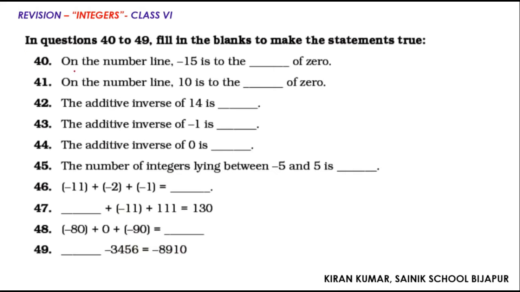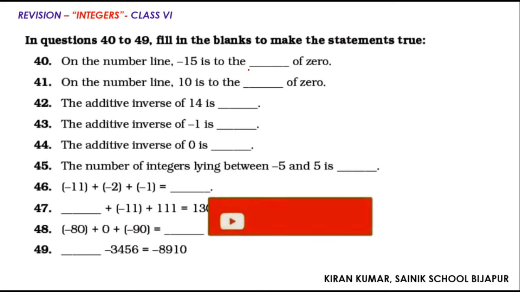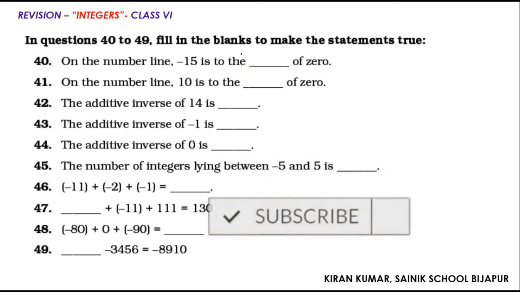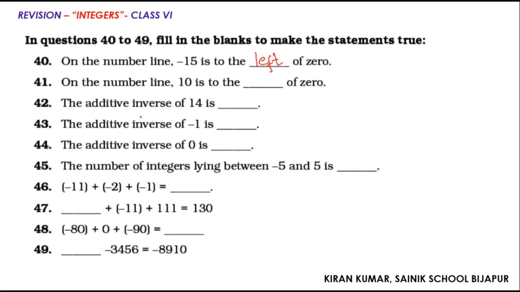40th question: on the number line, minus 15 is to the dash of 0. All the negative numbers are towards the left of 0, so the right option is left. 41: on the number line, 10 is to the dash of 0. Since negative numbers are towards the left, positive numbers will be towards the right, so the right option is right of 0.